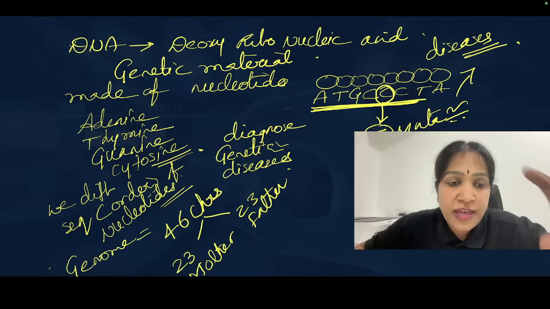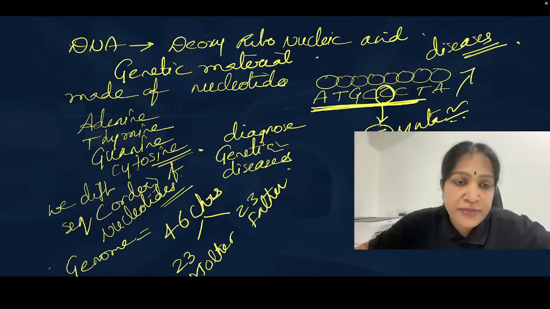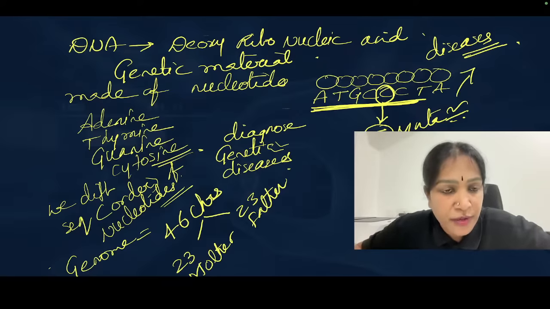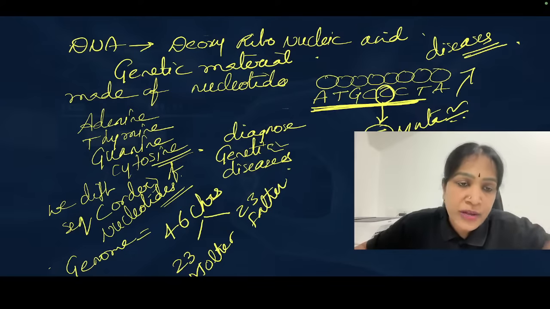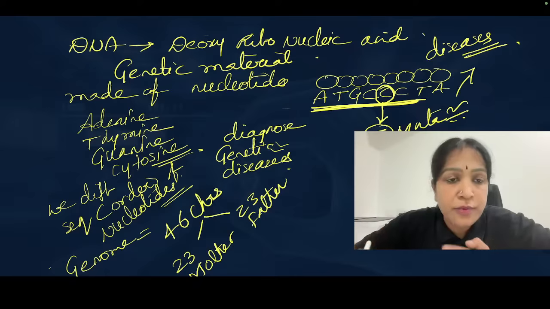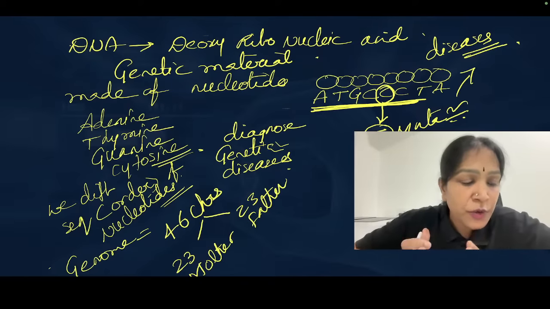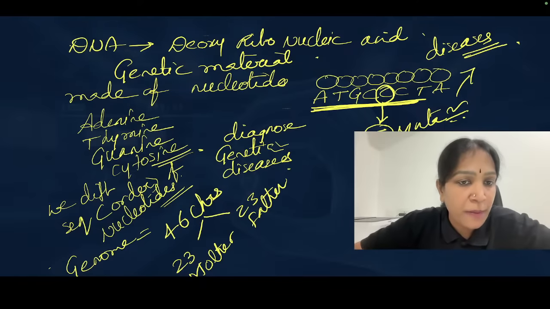Each chromosome we have in 2 copies. For example, first chromosome, 1 copy comes from the mother, 1 copy comes from the father. Second chromosome, 1 copy from the mother, 1 copy from the father. 23rd chromosome, 1 copy from the mother, 1 copy from the father. Each chromosome, 1 copy from the mother, 1 copy from the father.